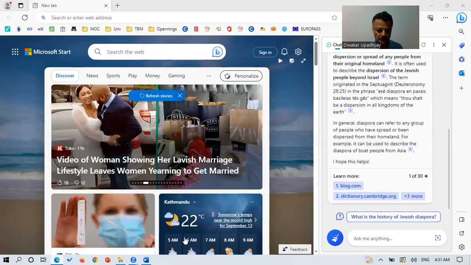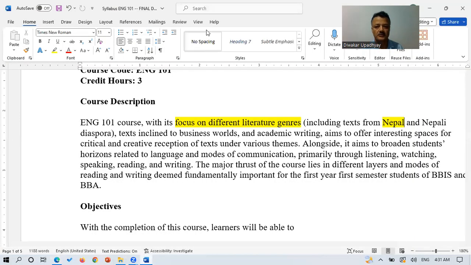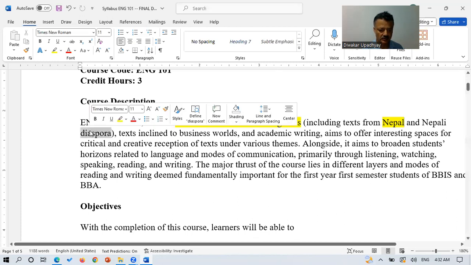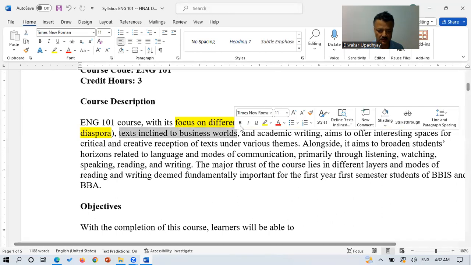Okay, so let's come back to our curriculum and keep reading. So first it said the course will have writings in different genres like poem, essay, play, etc. Then it said that it will have writings from Nepal and Nepali diaspora, written by Nepali people not living inside Nepal but outside Nepal. Let's highlight the word diaspora; you should understand its meaning. Then, texts inclined to business world.